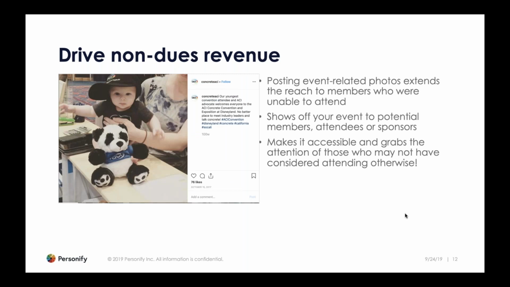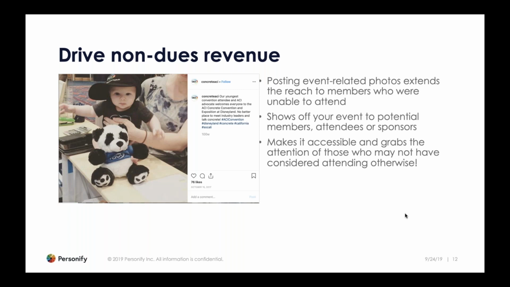Driving non-dues revenue. Who doesn't love a picture of a baby on Instagram? This is from the American Concrete Institute. Posting event-related content extends the reach to members who maybe aren't able to attend, or maybe it looks to differentiate your event. It shows off your event to potential members, attendees, or sponsors, makes it accessible, it grabs attention. This is an adorable use of Instagram and so powerful too for driving non-dues revenue.